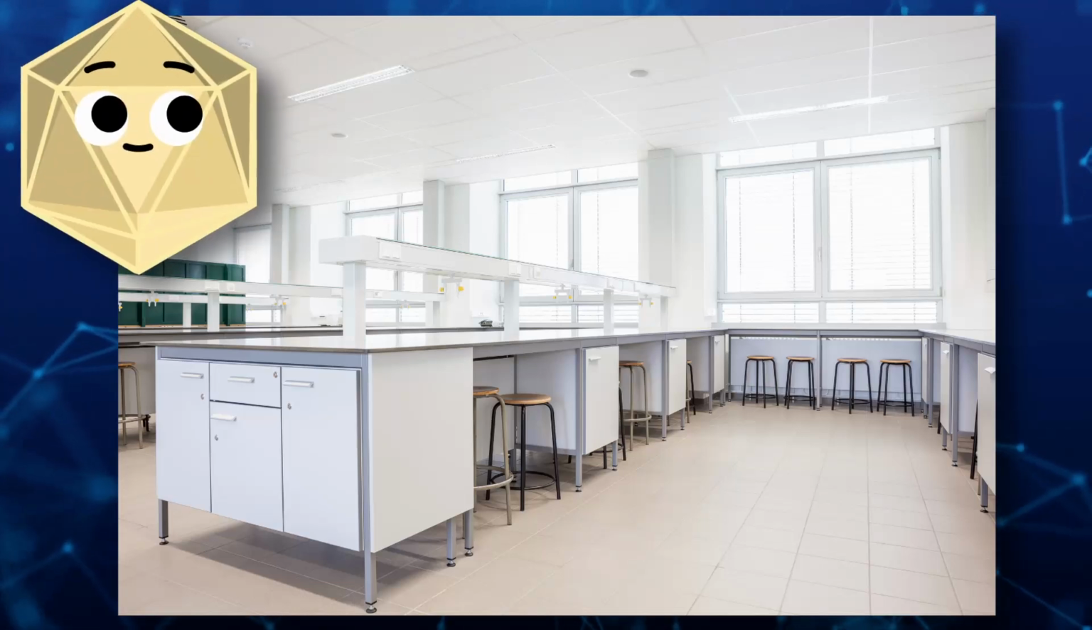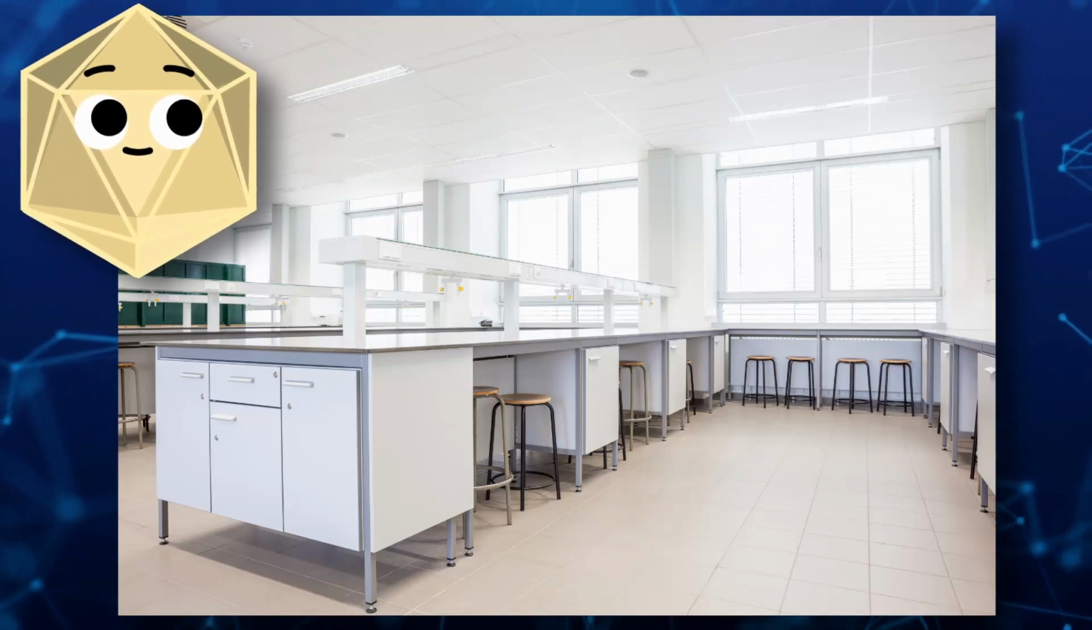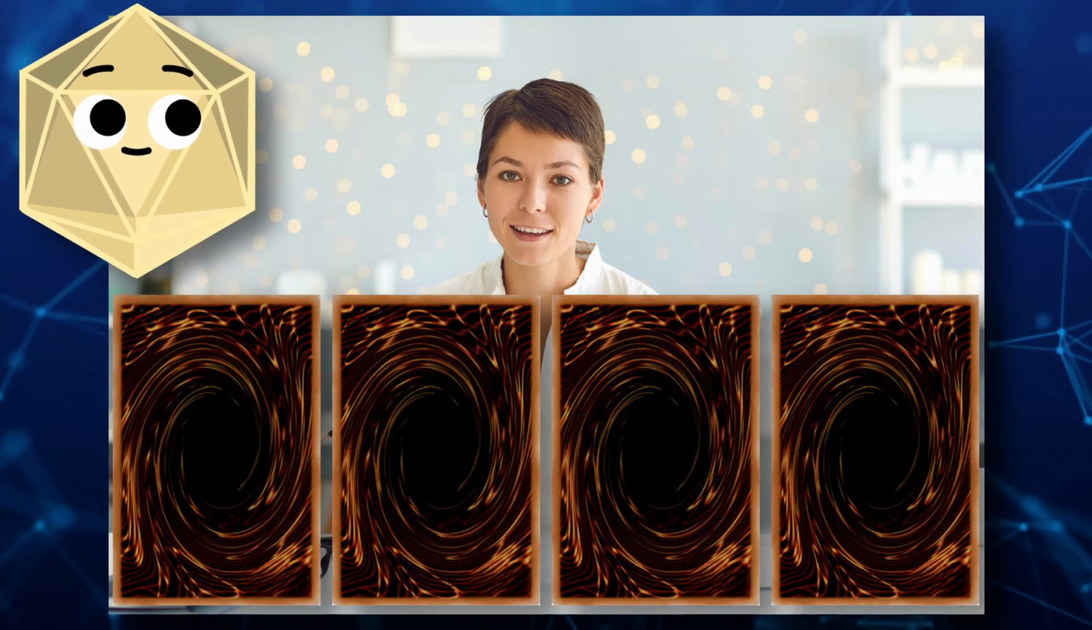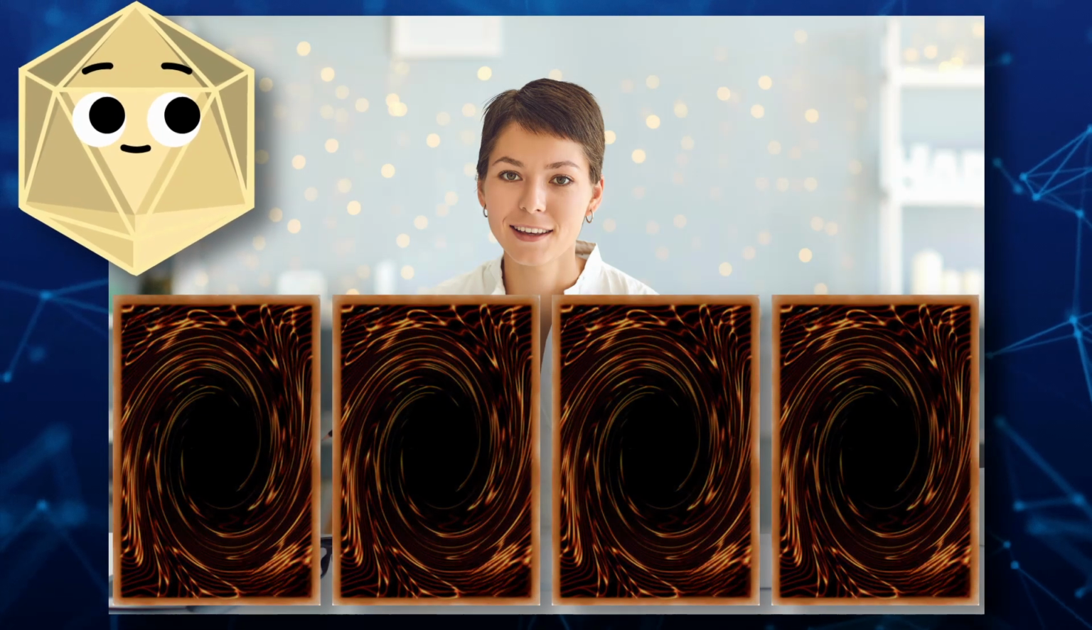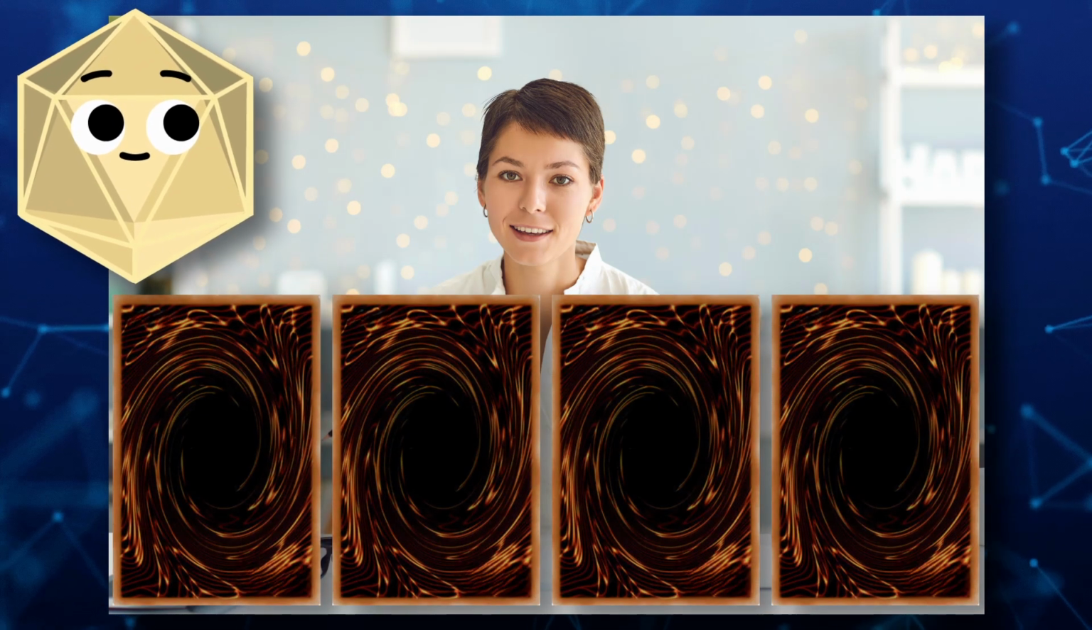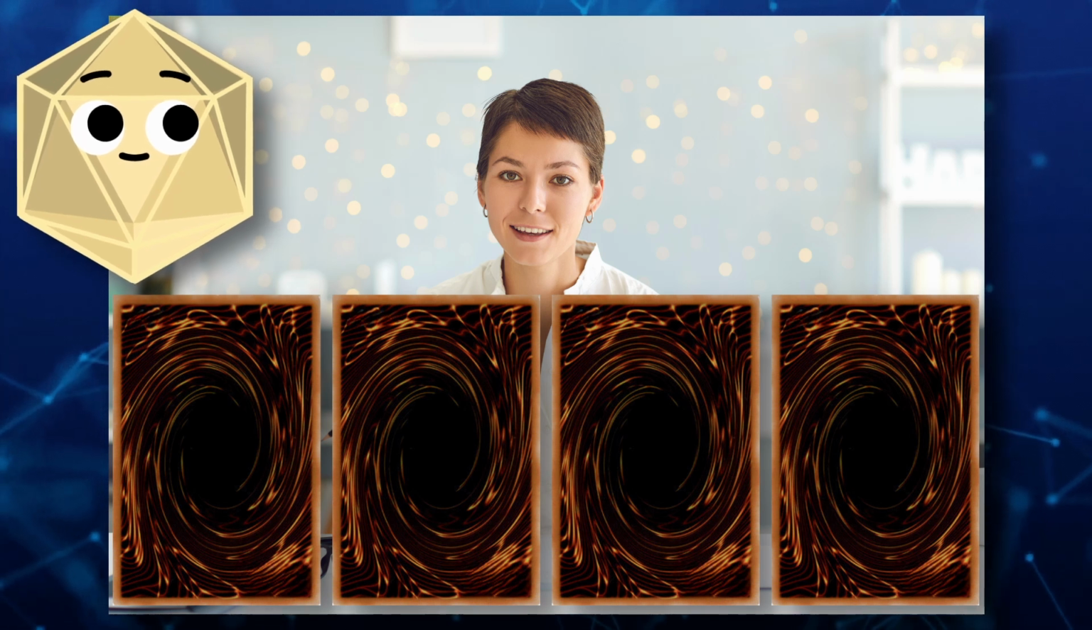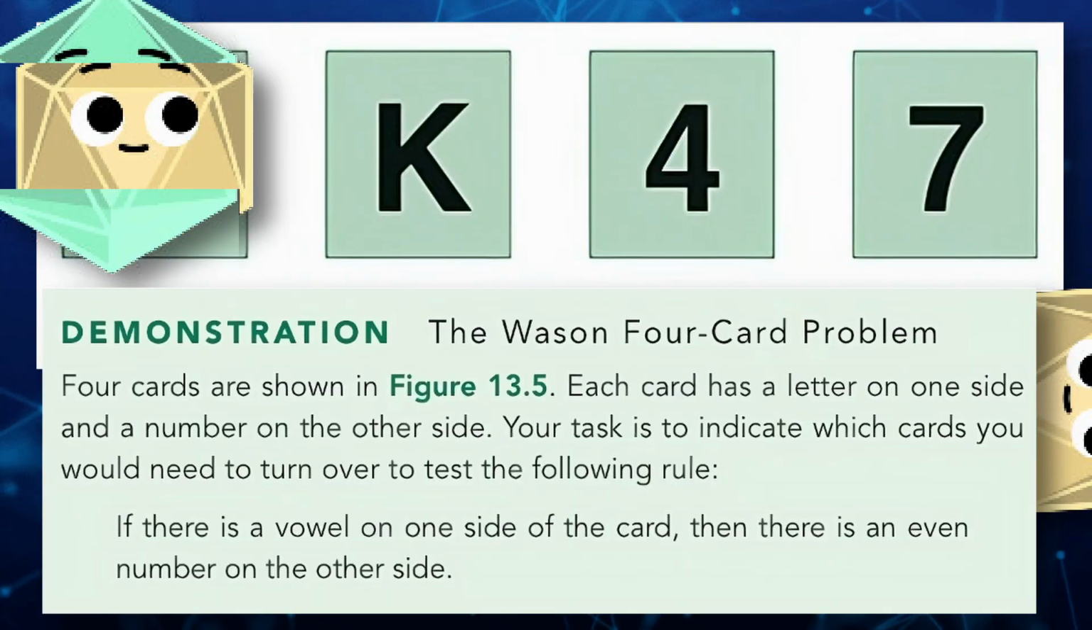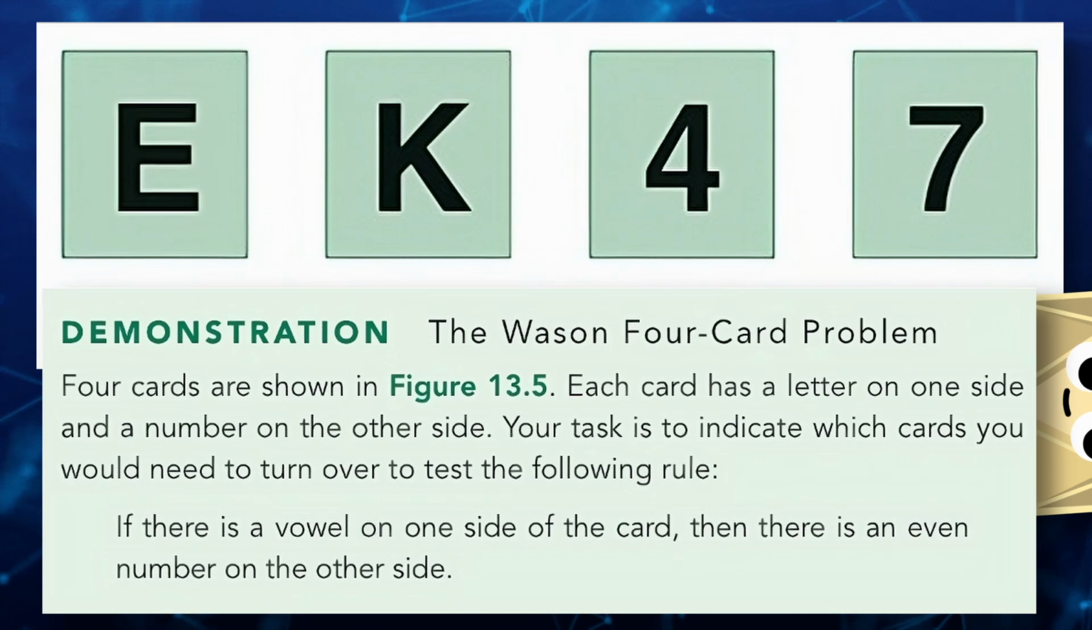So pretend you're part of a psychology experiment. You walk into a room, sit down at a desk, and the researchers there show you 4 cards. They tell you that each card is a letter on one side and a number on the other. Your task is to figure out which cards you need to flip over to test this rule. If there's a vowel on one side of the card, then there's an even number on the other. I'll give you a few seconds to think about it.